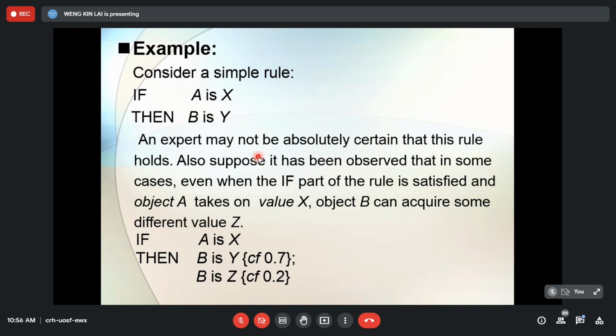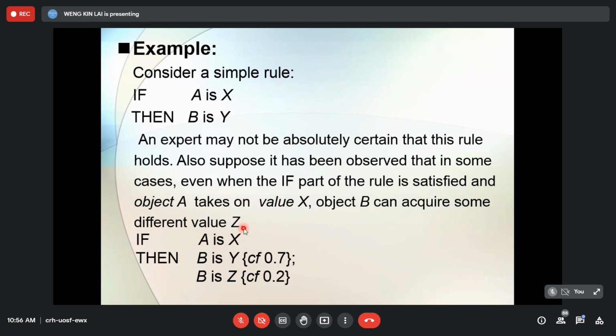Now, furthermore, suppose it has been observed in some cases that even when the if part of the rule is satisfied, and the object A takes a value of X, that is, A is equal to X, satisfied, right? Object B can acquire some different value Z. So what it means is that A is X, but your B may not be Y. B may be Z, right?